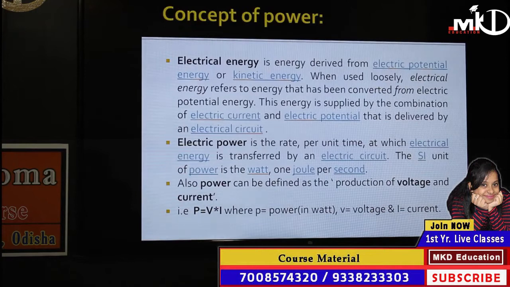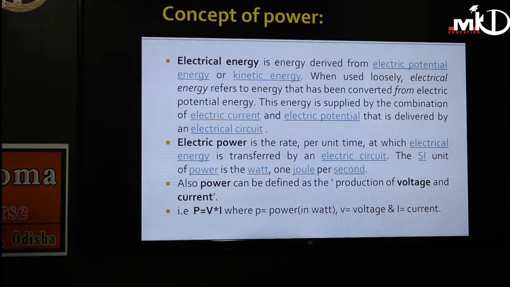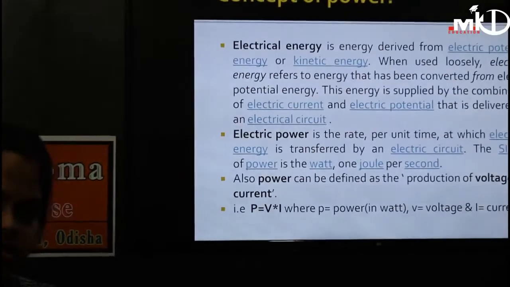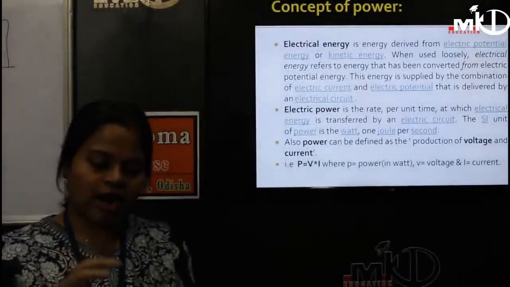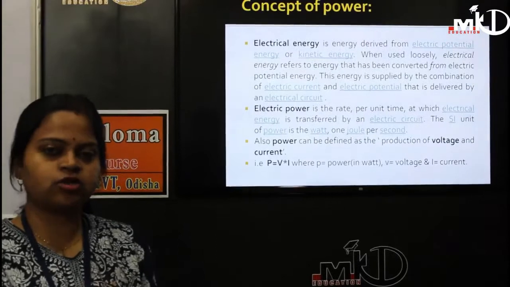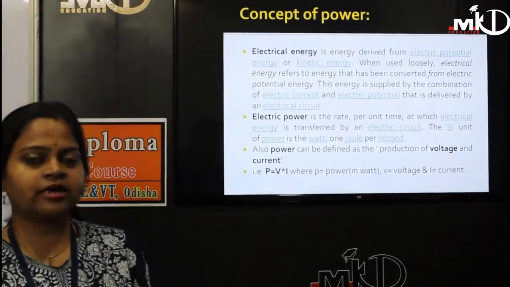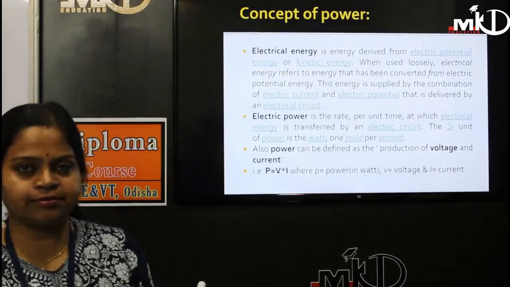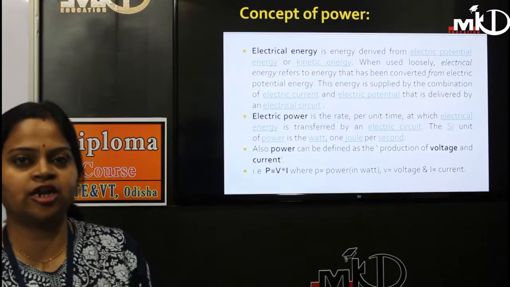Next, the concept of power. So electrical power or electrical energy. It is derived from potential and kinetic energy, and it tells us how much work is done. We provide some voltage, some current will flow, and that is the work done. That is known as electrical power, or how much is consumed in how much time. That is electrical power or energy.